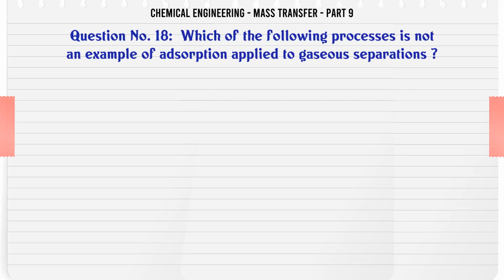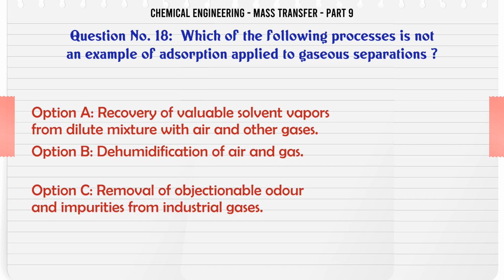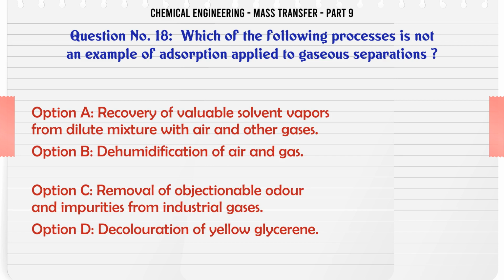Which of the following processes is not an example of adsorption applied to gaseous separations? A. Recovery of valuable solvent vapors from dilute mixture with air and other gases. B. Dehumidification of air and gas. C. Removal of objectionable odor and impurities from industrial gases.